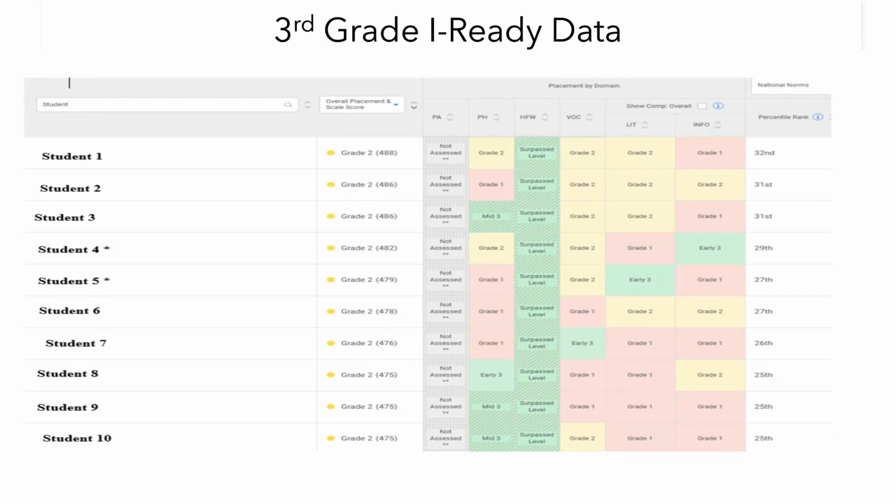But if we look at student 1, we'll see that they are a grade level behind. They are grayed out in phonological awareness. Phonics is at a grade level 2. They surpassed high frequency words, grade level 2 for vocabulary and literature as it relates to comprehension, and grade level 1 as it relates to informational text comprehension. This is a student that I would probably pair in a group with student 3 because they are pretty much on the same level as it relates to those domains.